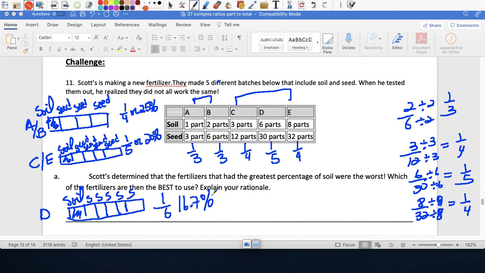So which one has the least amount of soil? Well, this one right here. So that one's the worst. The second worst is this one. And obviously the better one is the one that has percentage-wise more soil, which is going to be either A or B. So A or B are the best fertilizers. Okay.